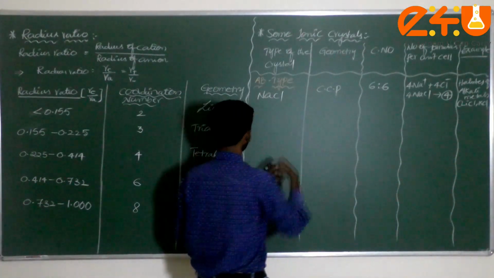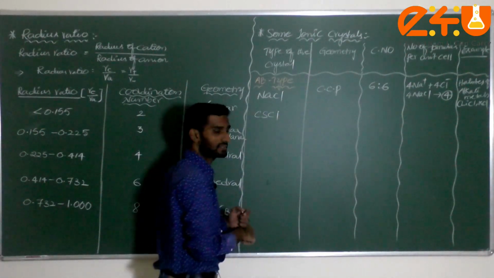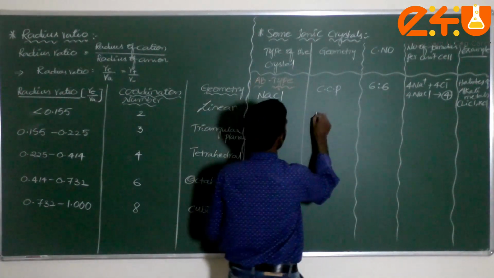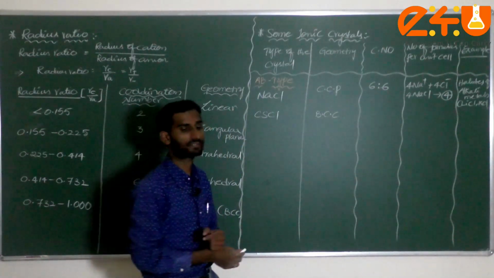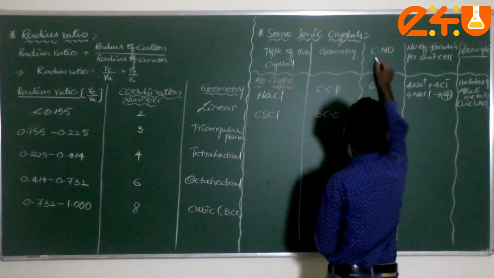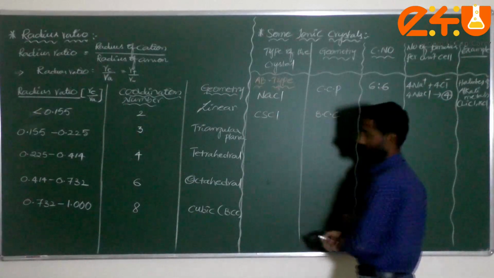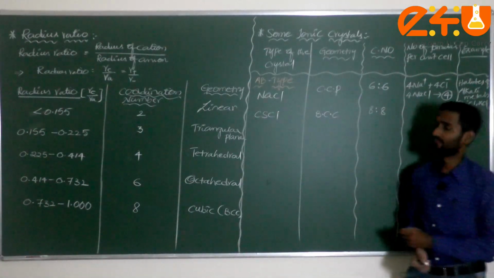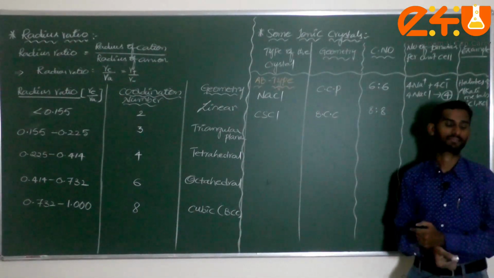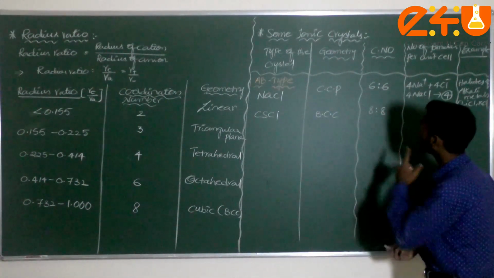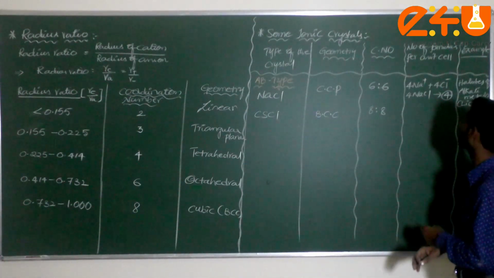Next, in the same AB type, the second one is CsCl, cesium chloride. It comes under body centered cubic structure. Its coordination number is 8:8. That means each and every cesium atom is bounded by 8 Cl minus ions. So its coordination number is 8:8.